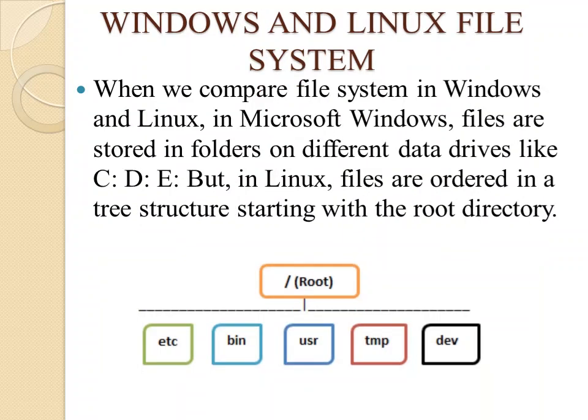Windows and Linux file system. When we compare file systems in Windows and Linux, in Microsoft Windows, files are stored in folders on the different data drives like C, D, E, but in Linux, files are ordered in a tree structure starting with the root directory.